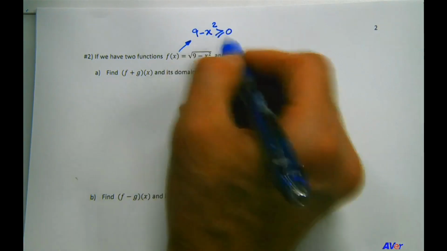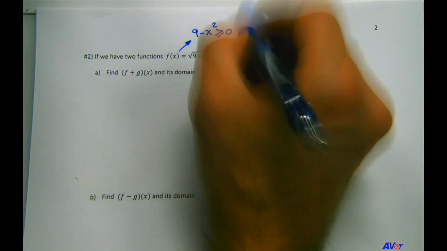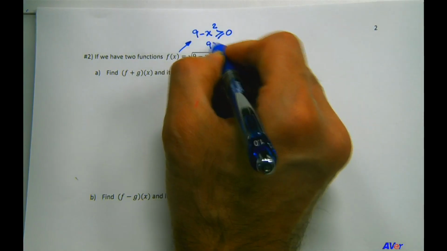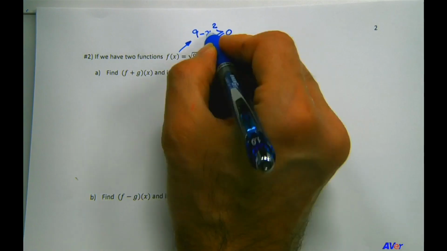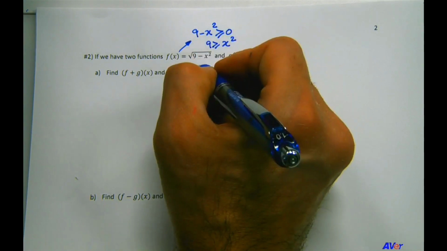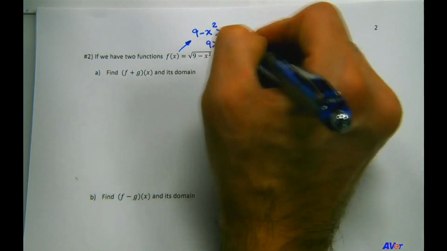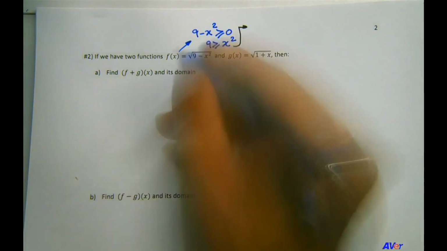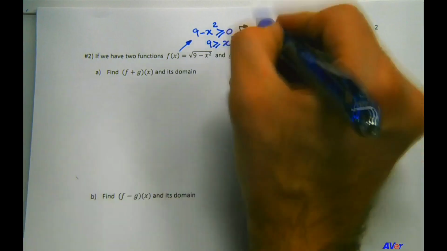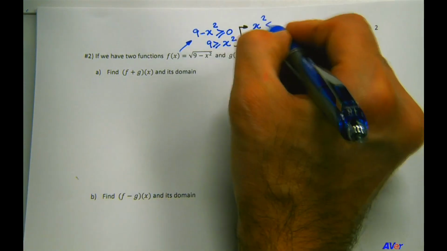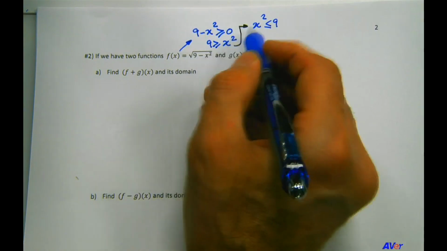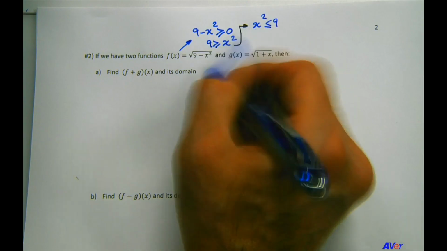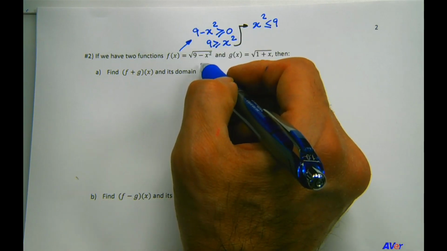Okay? So let's solve for this x value. What do we get? We get 9 greater than or equal to x squared. So I just moved the minus x squared to the other side. Right? Now let me rearrange this so the variable is on the left side. So we have x squared less than or equal to 9. This is the same thing. I have rewritten it so that the variable term is on the left side.